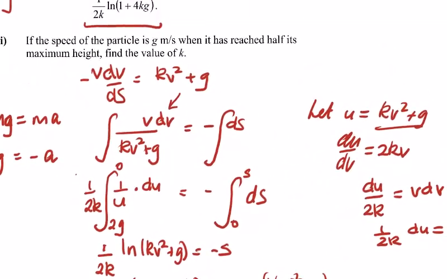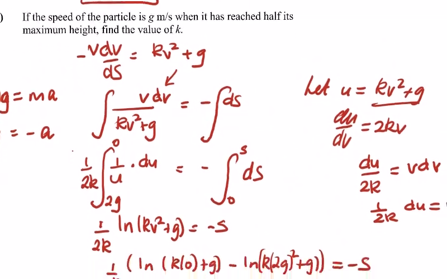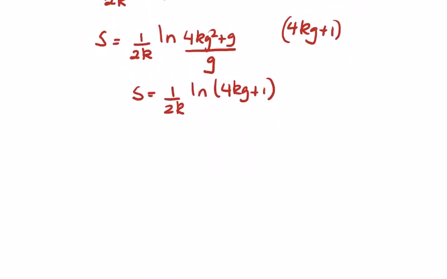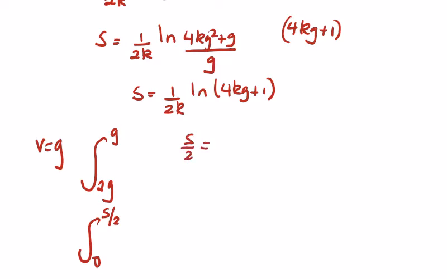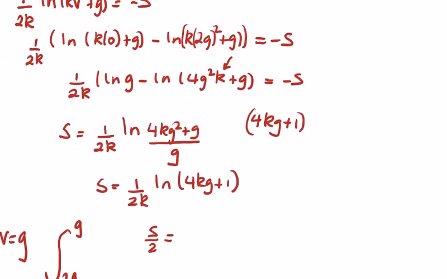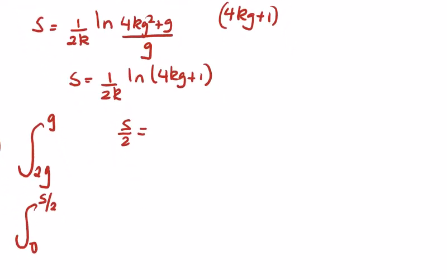Then we're asked if the speed is g when it's reached half the max height. Speed is g, so we'll be looking at an integral that starts at 2g and finishes at g, and height will be starting at rest, and then s over 2. So what will s over 2 be here? s over 2 is going to be equal to, we have it to minus s, isn't it? I'll write s over 2 here is going to be 1 over 4k by the natural log of 4kg plus 1.